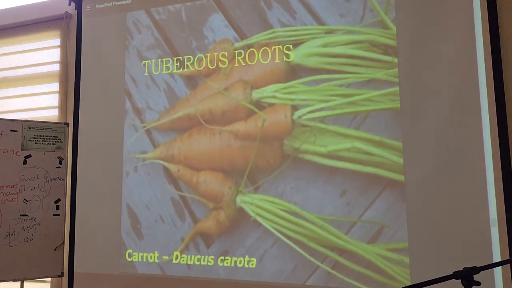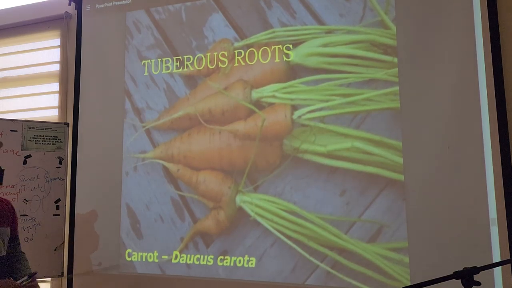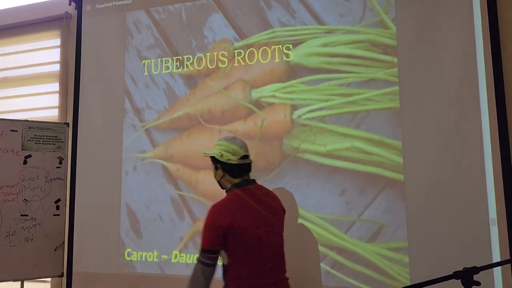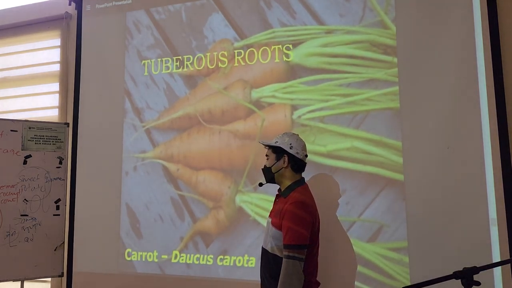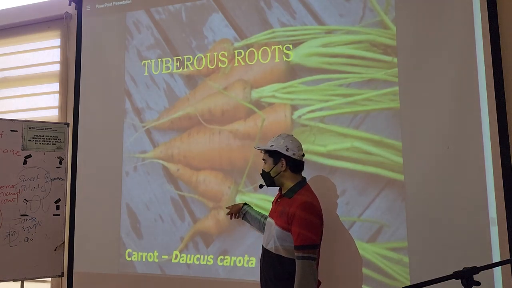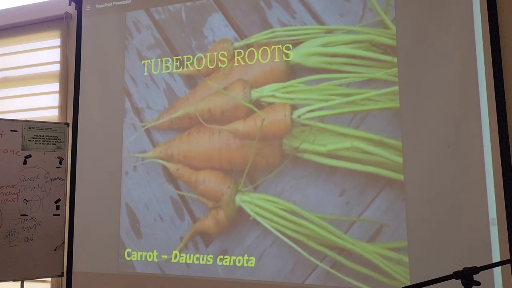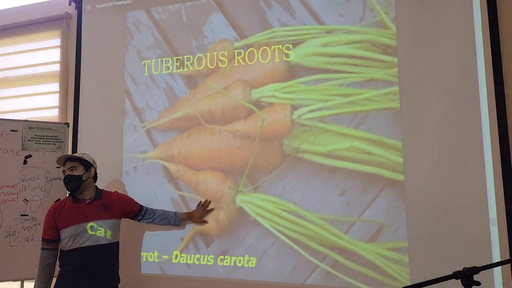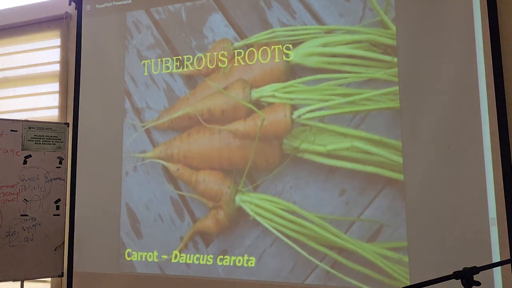Go on. What kind of tuberous root is this? Conical. Why conical? Is this cone shape? It's got the third leg. Can you call it conical? This is actually a type of mutation. Actually, it shouldn't look like that.